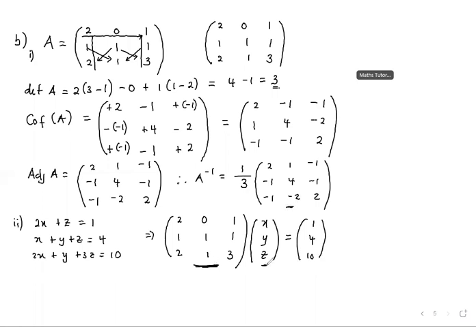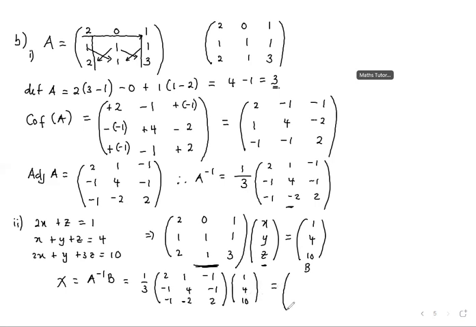So to find these variables, it becomes an easy thing. You just say this variable will be found by multiplying the inverse of A by B, where we call this B. And this happens an easy way. You keep 1 over 3, which is the inverse of A, 2, 1, -1, -1, 4, -1, -1, 2, 2. This is -2, and then multiply by 1, 4, 10.